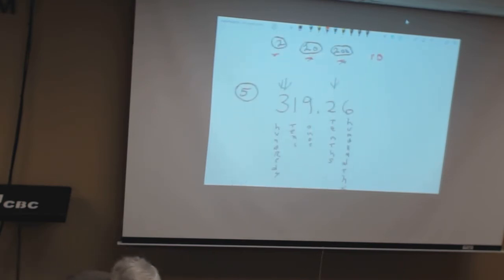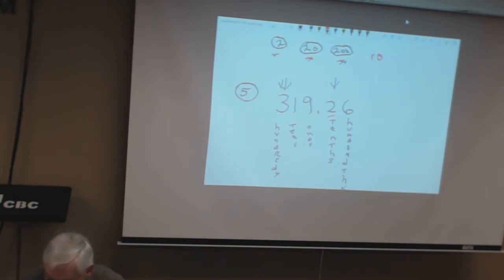Number 5. Round 319.26 to the nearest tenth. Not the nearest 10, but the nearest tenth. It could be on the test, it would say to the nearest 10. So you have to know your place values.